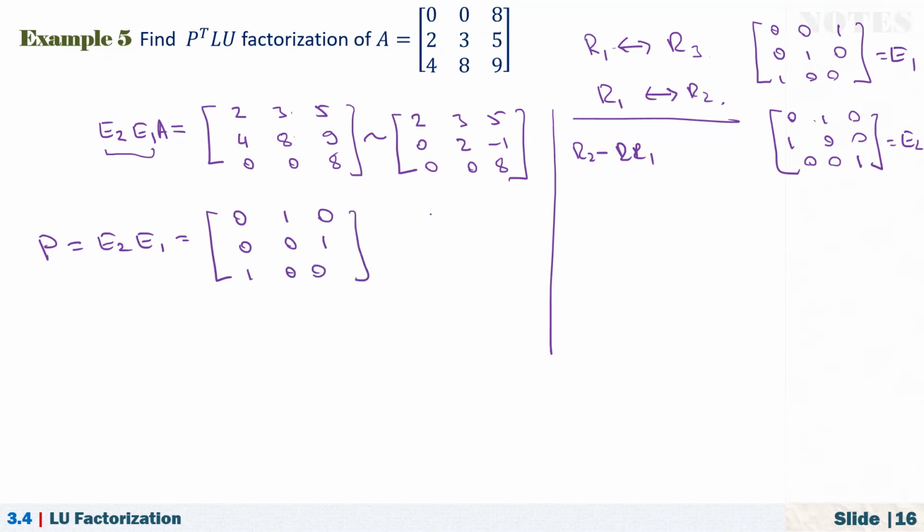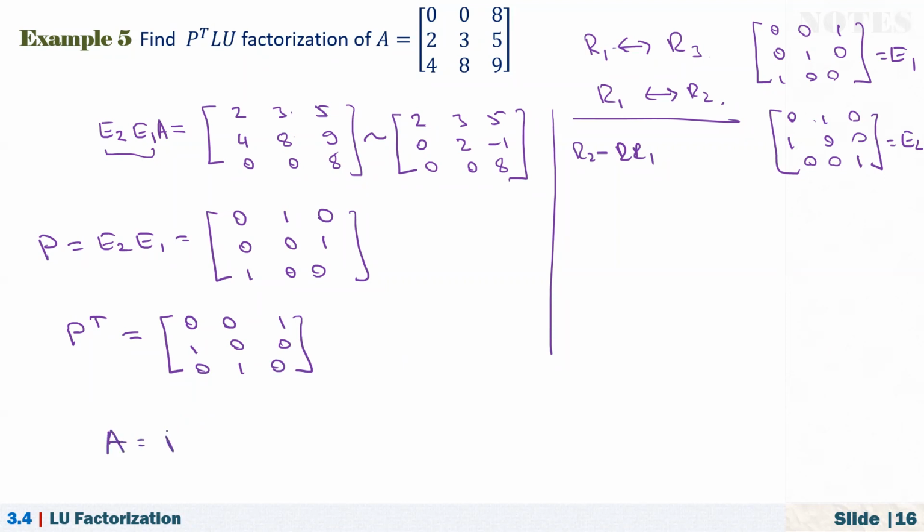That is our P, right? And what is P transpose then? The P transpose will be, if we have 0, 0, 1, and 1, 0, 0, and 0, 1, 0. It's just the transpose of P, right? So then the PTLU factorization of A.